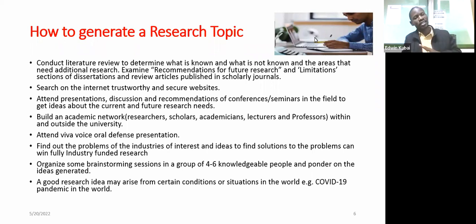In most cases, like for me, the recommendation section gives you what is missing in his study. And from there, you can get your research topic. Very important. If you go to somebody's study and go quickly to the recommendations, you'll find there is a gap, and that gap can help you to build your study so that you can come up with your own study from there. Then what are the limitations?